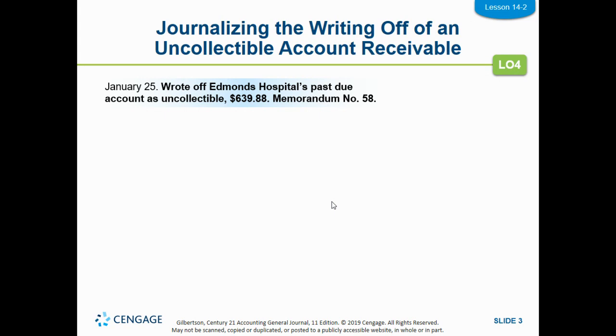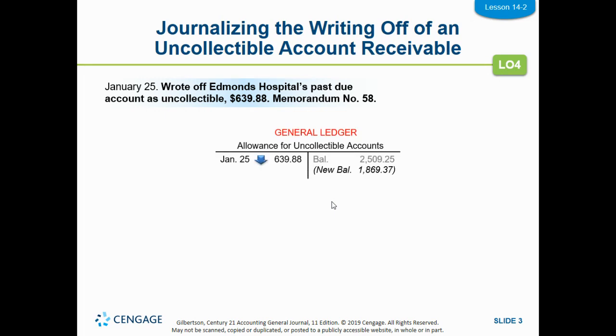Okay, so let's think about what needs to happen here. Because it's no longer going to be that I have an estimate of who's not going to pay me. I actually know who isn't paying me. So what I'm going to do is debit the allowance for uncollectible accounts, because this is no longer an estimate. This has actually happened. I'm going to debit the allowance for uncollectible accounts. That account normally has a credit balance, and so you can see the new balance of that account. Okay, so there's my debit.